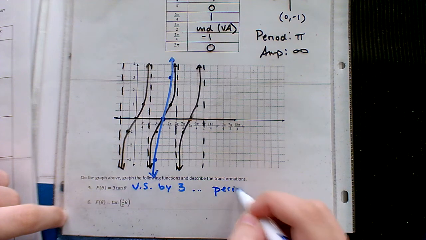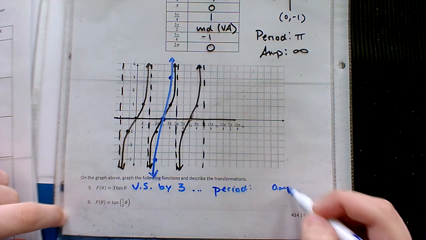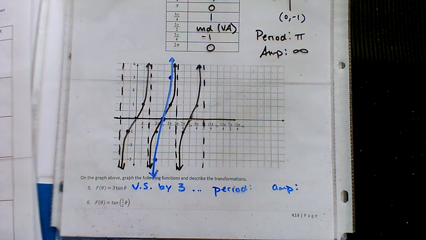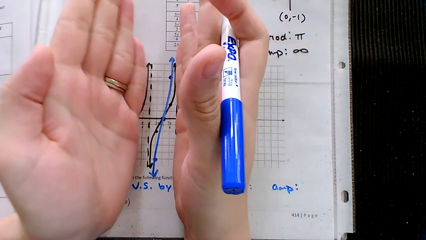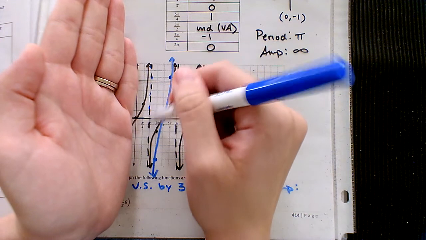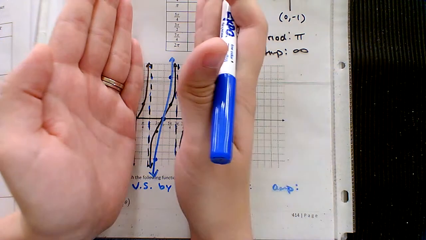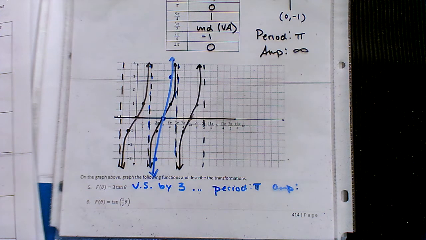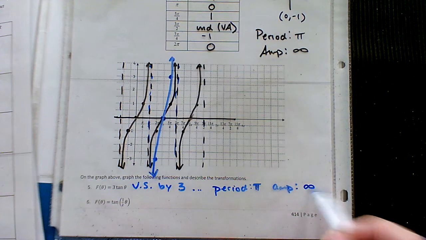So let's see how that affected any of our characteristics. Period or amplitude. Did we change the width of that section of that cycle? Is it still 4 units wide? We still have our asymptotes here. All right, so our period is still pi. What about our amplitude? Yeah? It's still infinity, okay?